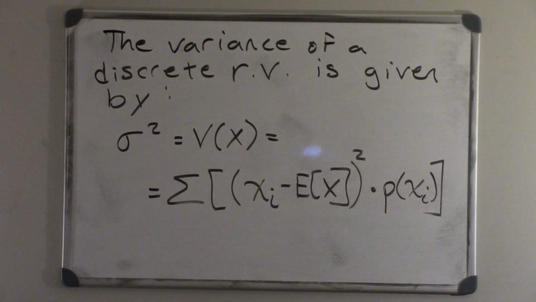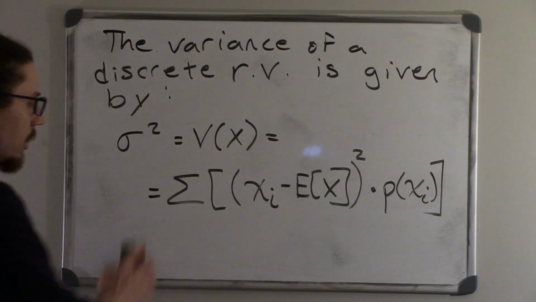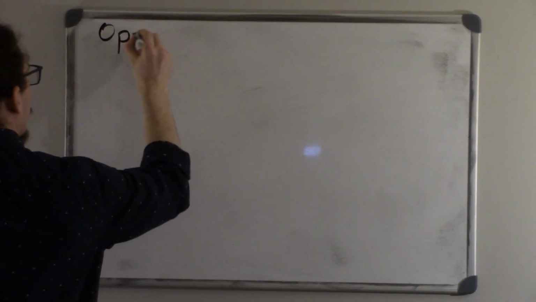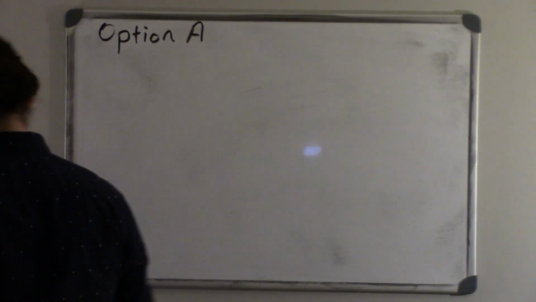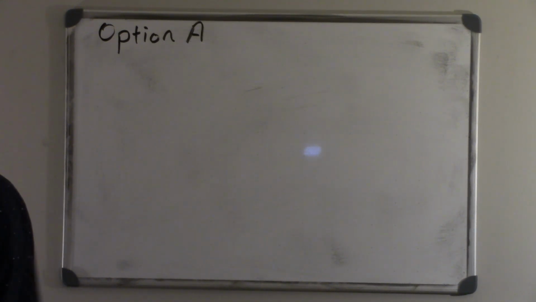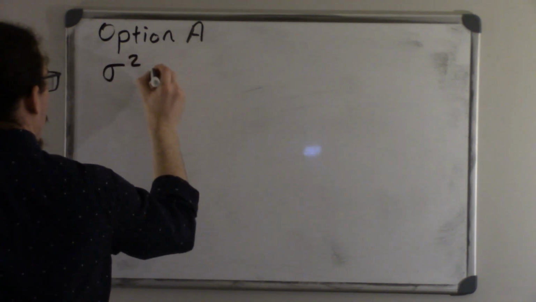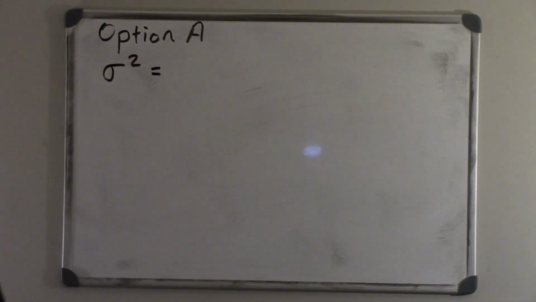So let's go ahead and actually look at this in an example. We're going to start with option A, and find the variance for option A. Again, it's really not that bad. It just takes up a lot of room to write it all down, but let's go ahead.